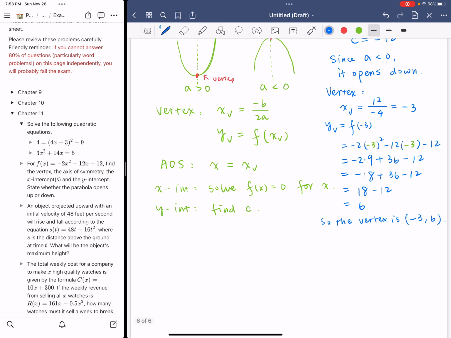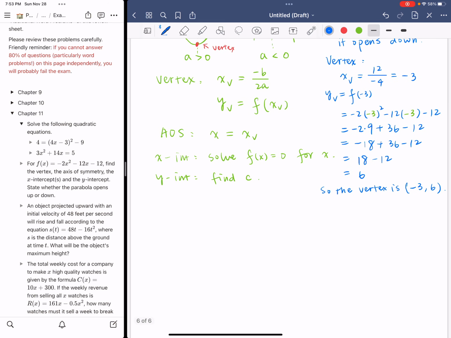And then we can also get the axis of symmetry. Let me write over here. The axis of symmetry, according to the formula, would just be x equals the x coordinate of your vertex, in this case, negative 3.